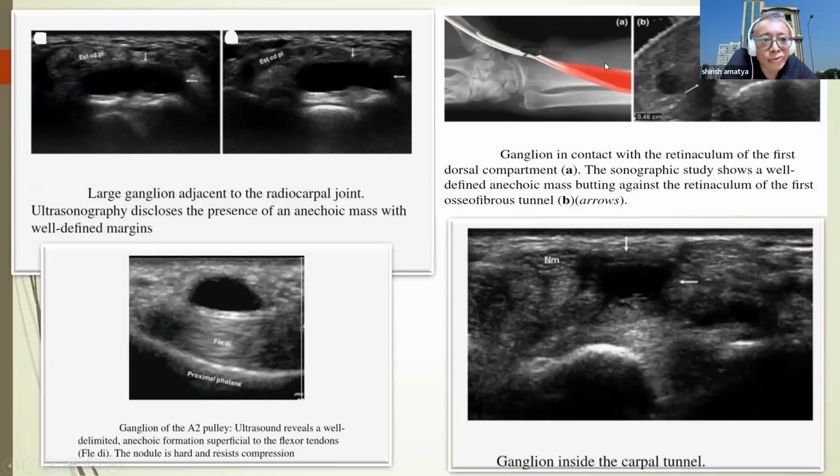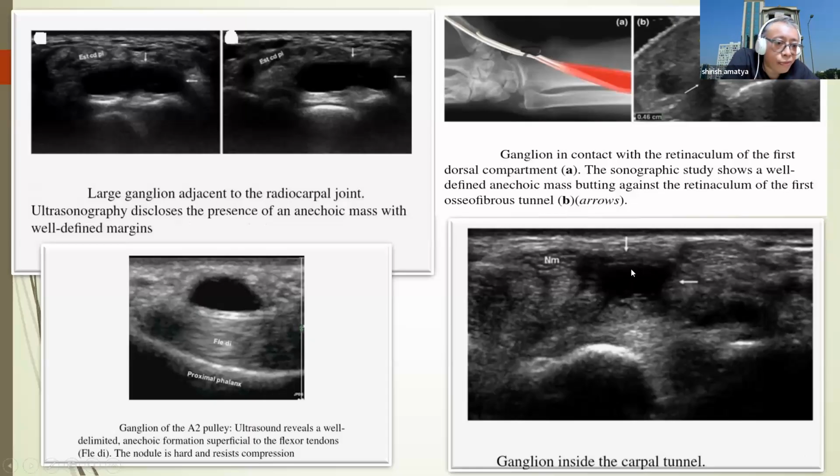And on the right side of the slide, you can see the ganglion arising from the retinaculum of the dorsal compartment, that is the first dorsal compartment. And this is the ultrasound picture. You can see the white arrow is the retinaculum, and from the retinaculum the ganglion is arising.